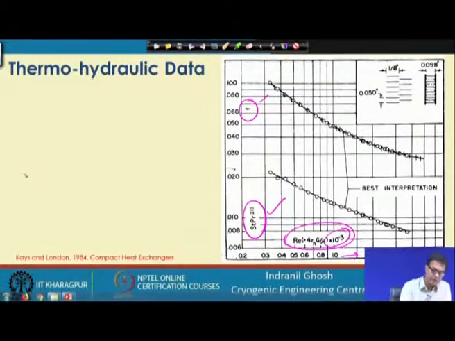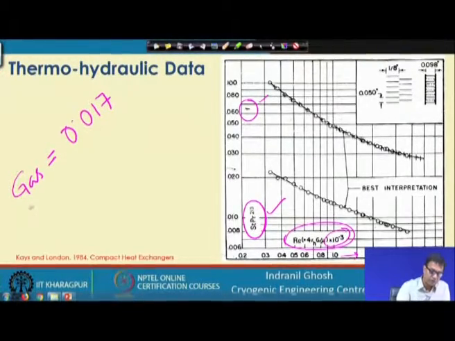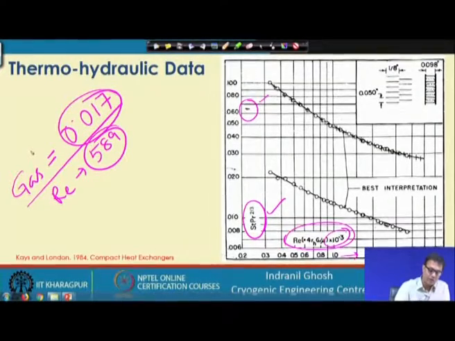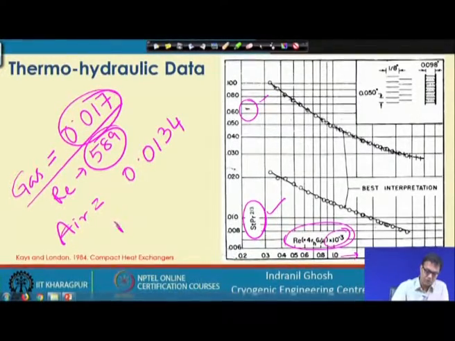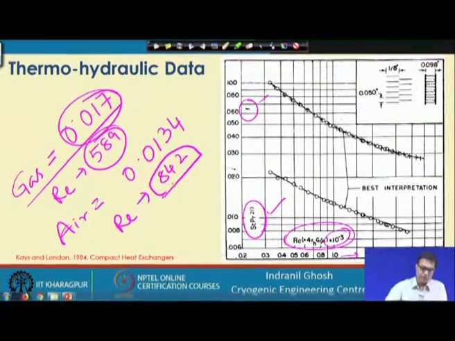The gas will have a J factor of 0.0170 corresponding to the Re value of 589, and for the air side we have 0.0134 corresponding to an Re value of 842. So, now we have the J value for the gas and the air.